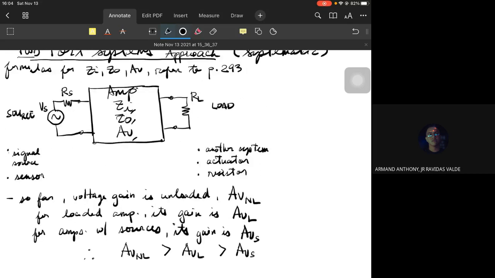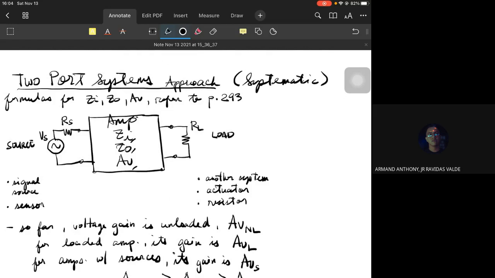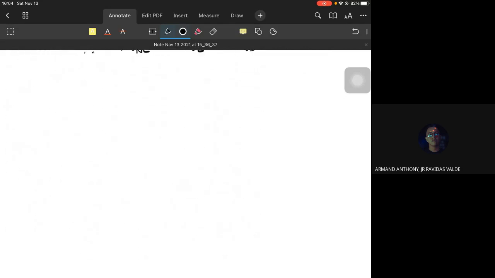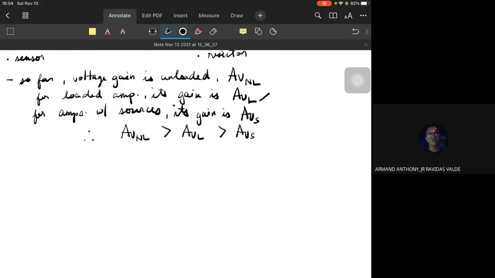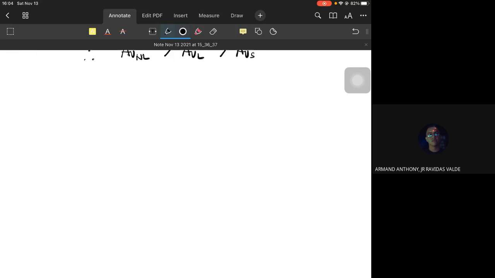Sticking with the concept of a two-port system, a more systematic approach, we could compute for the loaded and the source voltage gains even if we do not derive them. Start from the beginning. We will adapt this thinking of the two-port systems approach, so we'll try to look at our circuit as a system. As a system.